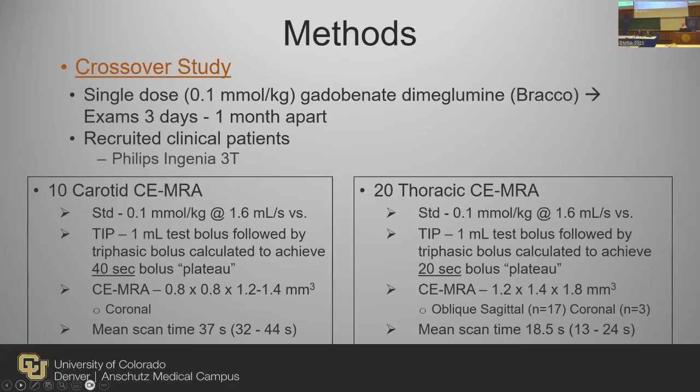Our study is a crossover study, single dose, MultiHance, done at 3T. We did 10 carotid patients and 20 thoracic aorta patients. They got both a standard bolus of standard amount of contrast at 1.6 ml per second, and a TIP bolus, which was designed either for the carotid to give us a 40-second plateau, or for the thoracic a 20-second plateau. You can see scan times in there. The carotid was a longer scan, averaging about 37 seconds, which is why we tried to have a longer plateau, with a mean scan time of about 19 seconds for the thoracic aorta.